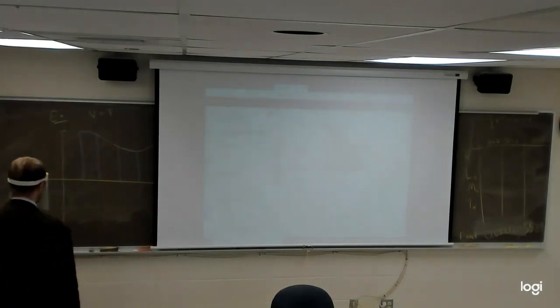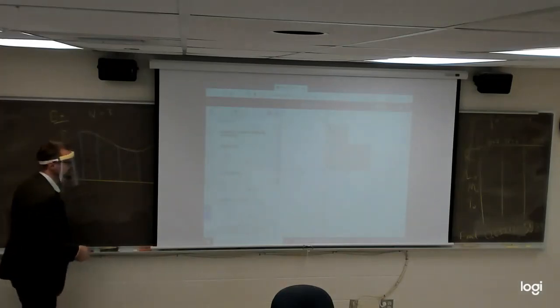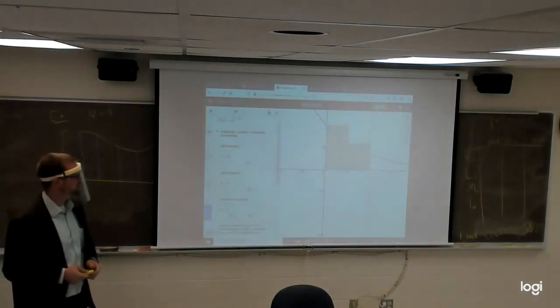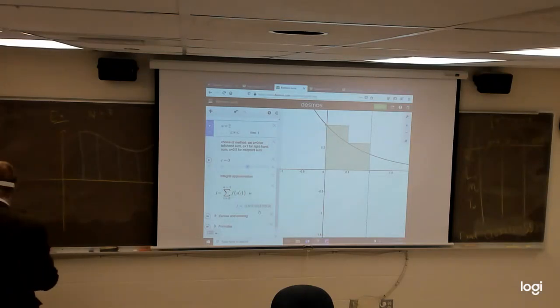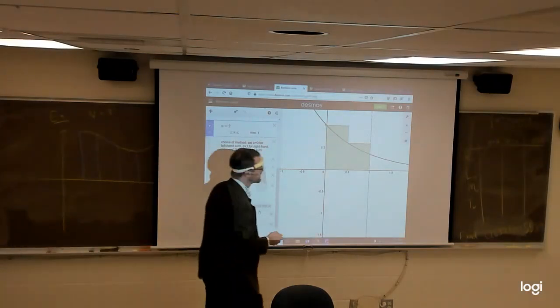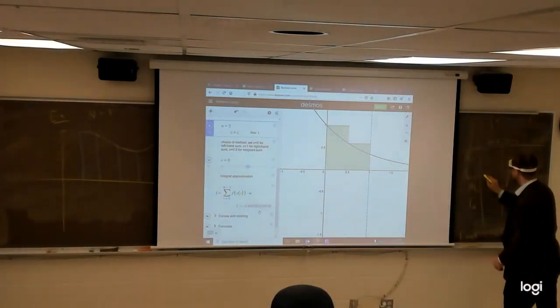All right, so this is bringing up the good old Riemann sum. Here's a left endpoint Riemann sum with n equals 2. And we have 0.803. That's a pretty miserable approximation.